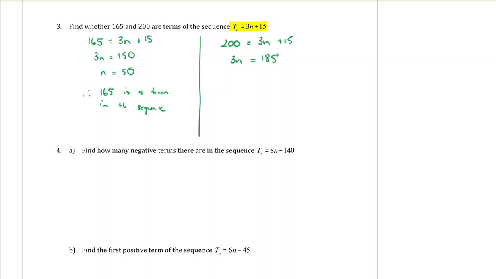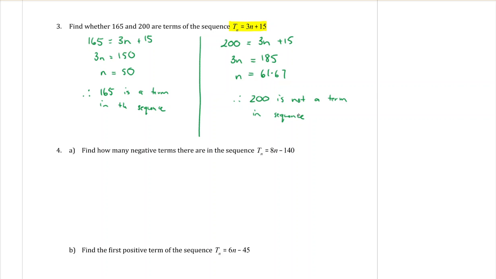And dividing by 3, I can hear the calculators coming out, good. It is 61.67 or 2/3. But the point is, it's not a whole number. Okay, because it's not a whole number, it means it is not a term in our sequence. So therefore, 200 is not a term in the sequence. It would be a number between the 61st term and the 62nd term. It would be between those two terms.